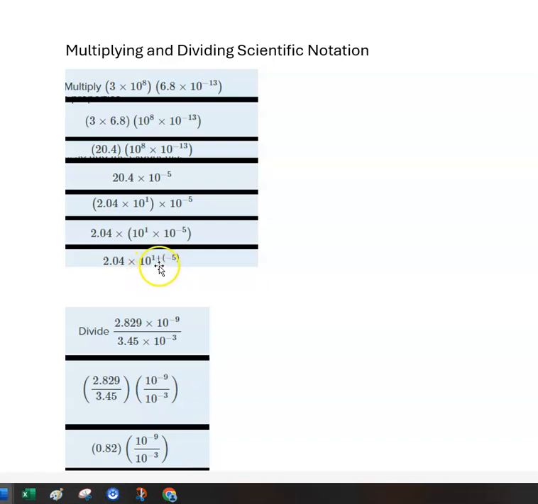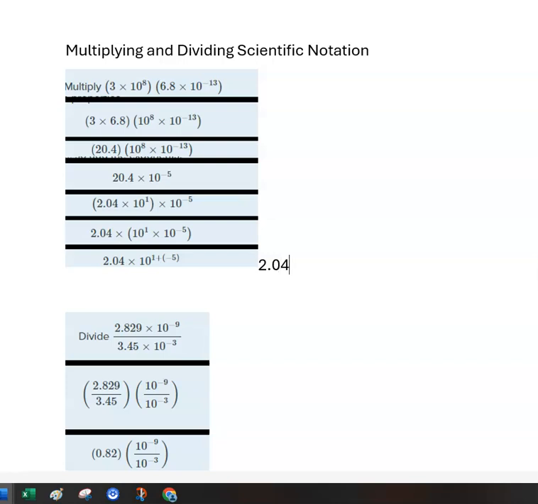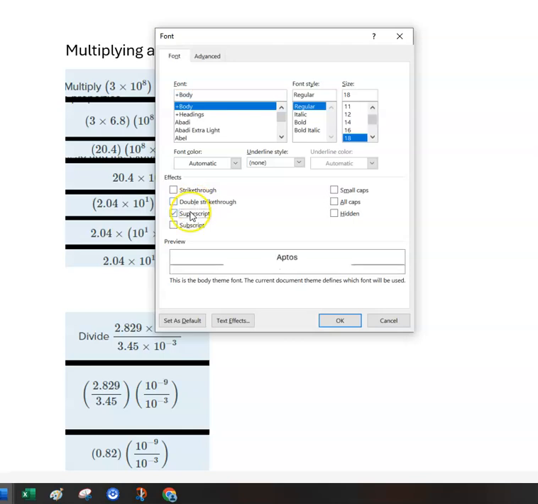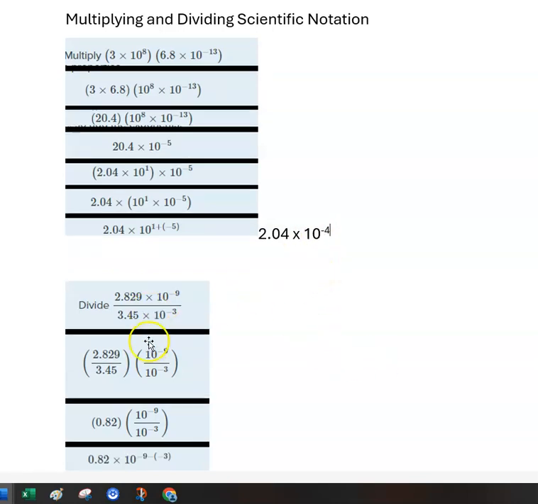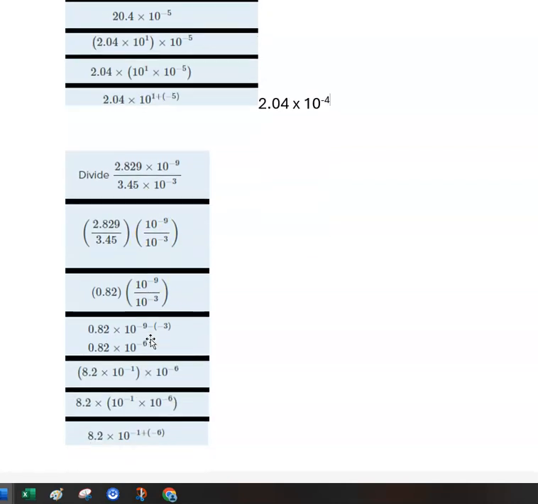I'm sorry, I don't have that bottom part here. So, I'll just go ahead and type it out. 2.04 times 10, I have to do my superscript, to the negative 4. And I've written it in scientific notation. So multiplying them is a little bit, I wouldn't say easier, but just a little bit different. Dividing is very, very similar.